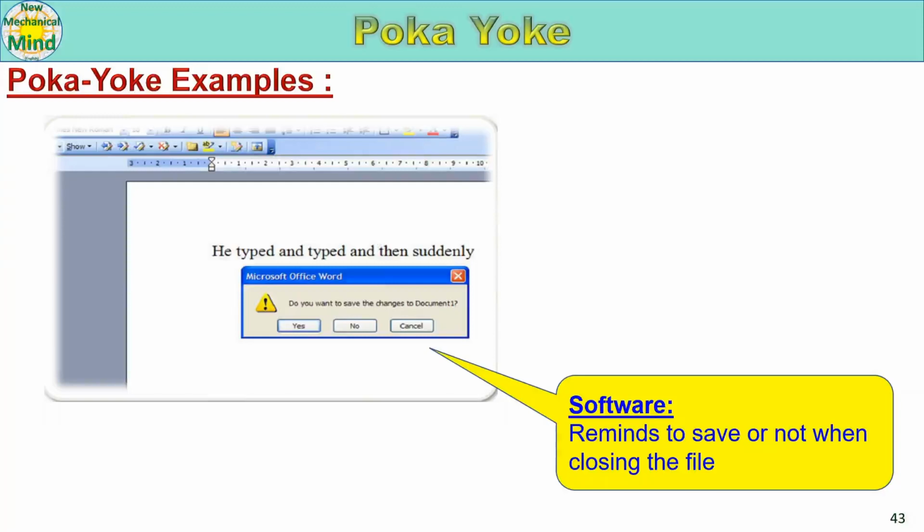Software reminds you to save or not when closing the file. For example, in MS Office software, when we are closing the files, it will remind us of the saving options, whether we need to save the file or not. These are some examples of Poka yoke in our real life.